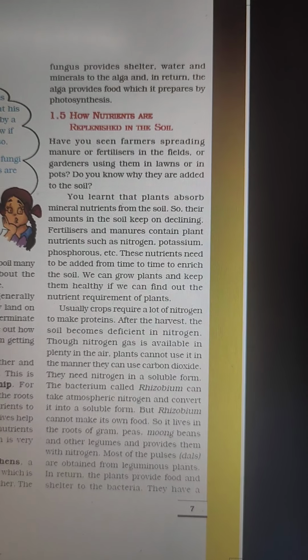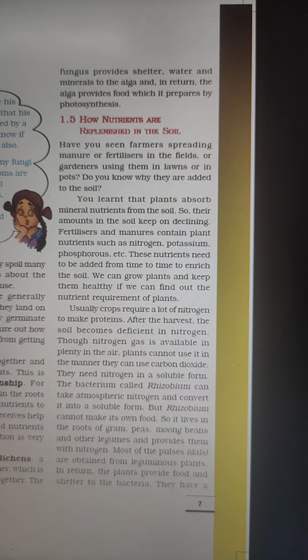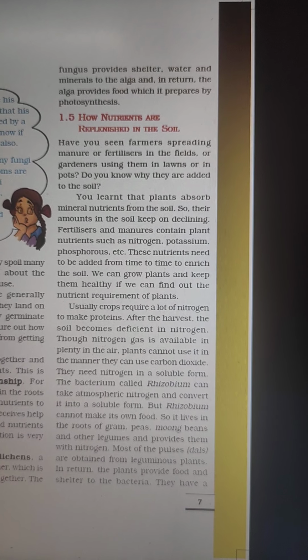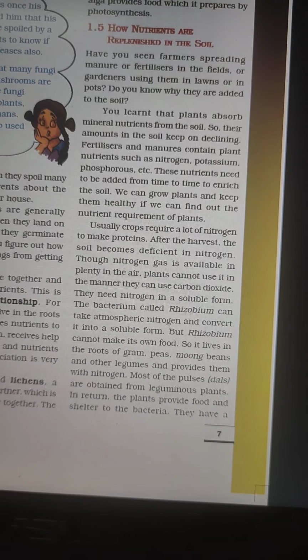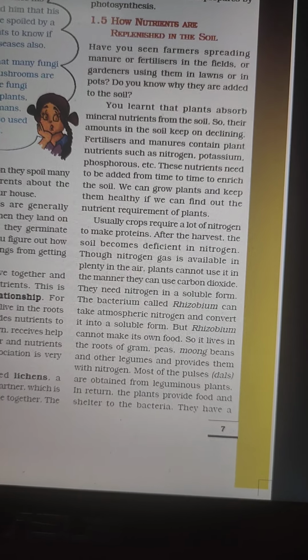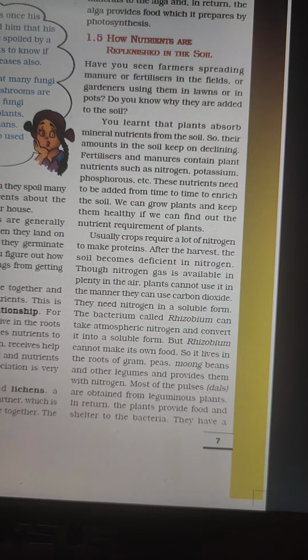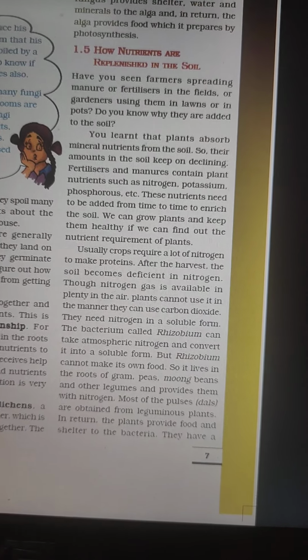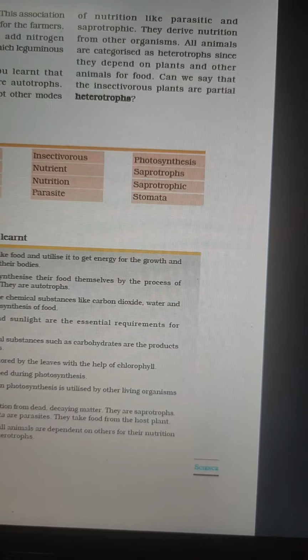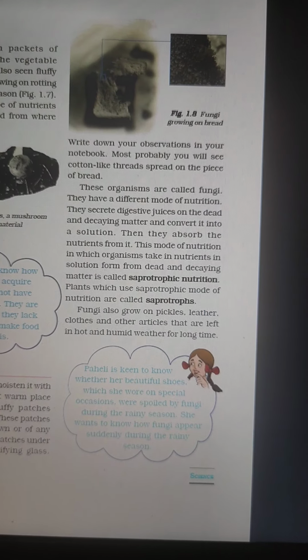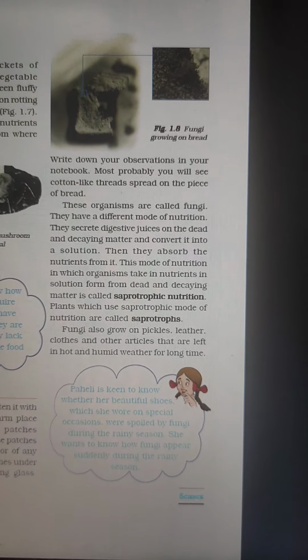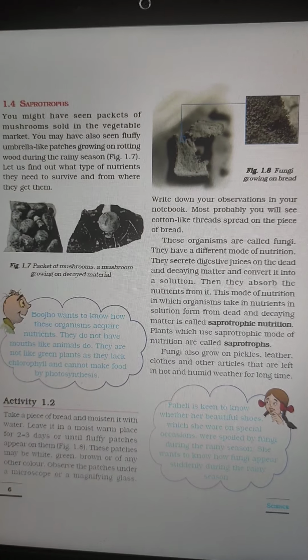Manures are organic matter which is made from dead decaying organic matter, and fertilizers, as you know, are chemicals which are prepared in factories. So by adding these manures and fertilizers, we can provide nutrients to the soil. Next method is crop rotation. What is crop rotation? Crop rotation means after growing some cereal plants in the field, we can grow some leguminous plants like gram, pea, etc.